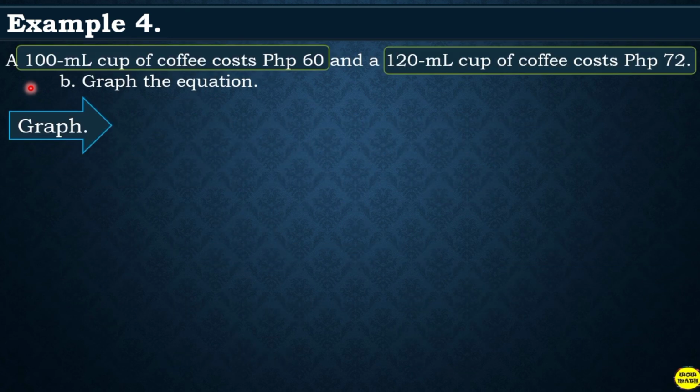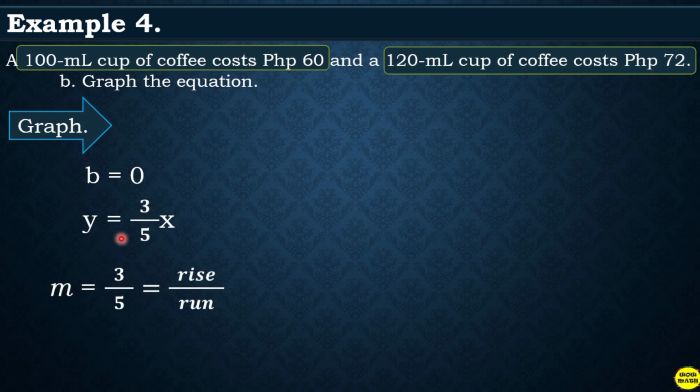So, letter B, you have to graph the equation. Let's go back. To graph the equation, the first thing you should plot is your y-intercept. So, what was the y-intercept we got? B is equal to 0. And our equation is y is equal to 3/5 x. We need this because we need the slope for our rise over run. This is our slope. Right? This is y equals mx, so your m is 3/5. This is your rise, this is your run.